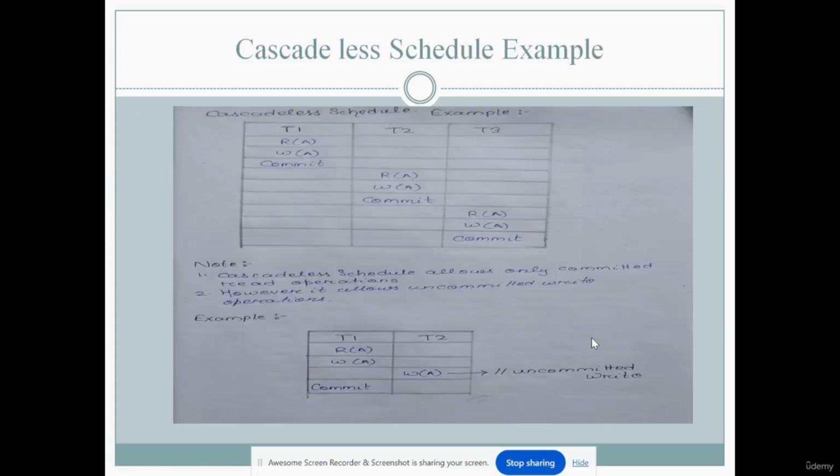In cascadeless schedule, you see that T1 reads a, writes a, and then commits. T2 reads a, writes a, and then commits. T3 reads a, writes a, and then commits. There is a note: cascadeless schedule allows only committed read operation. However, it allows uncommitted write operation. In this example, T1 reads a, writes a, and then T2 writes a, which is an uncommitted write. After that T1 commits.